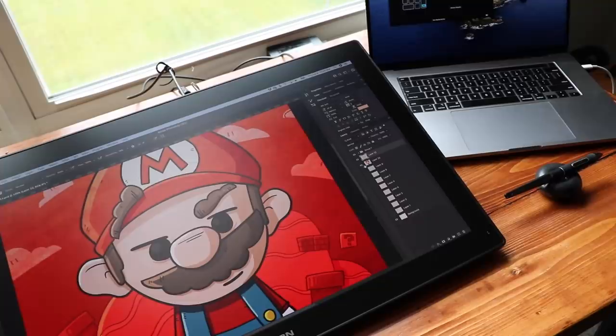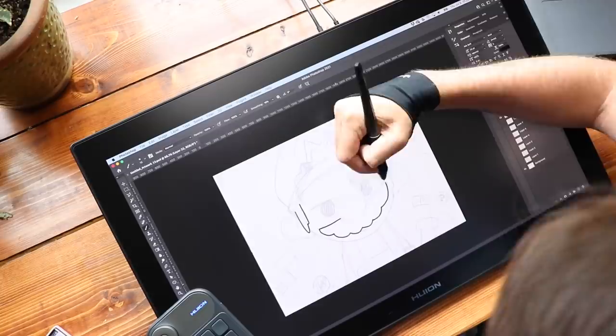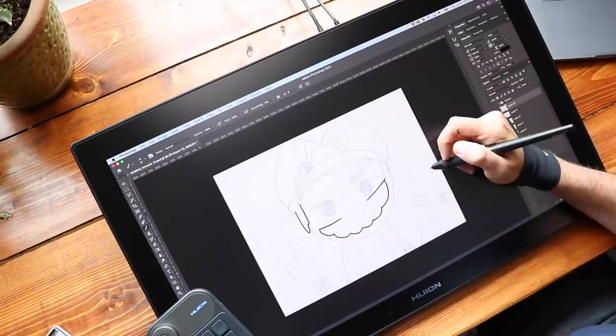Huion used to be the budget display maker, and they still are. You can still get their cheaper products. But as they add some of these more premium features, we're also seeing the price go up. And as we do, we also see that quality gap between Huion and some of their competitors, specifically Wacom, narrow more and more. This display is big, like physically big and heavy.